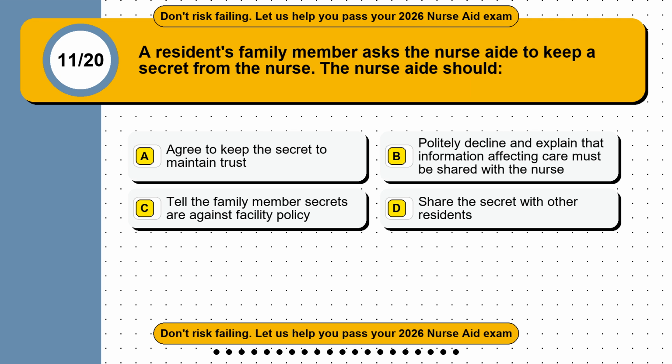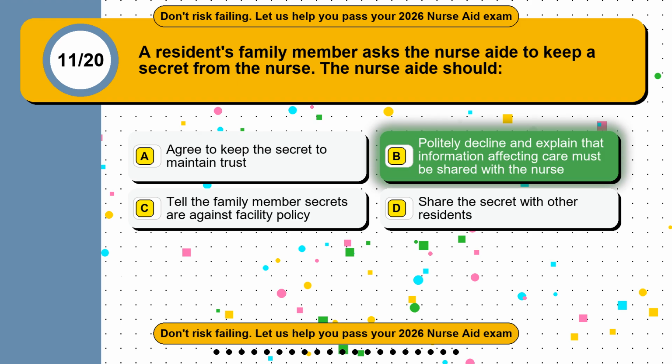Option B, politely decline and explain that information affecting care must be shared with the nurse. Option C, tell the family member secrets are against facility policy. Option D, share the secret with other residents. The correct answer is option B, politely decline and explain that information affecting care must be shared with the nurse.